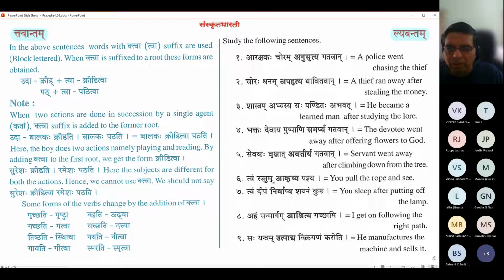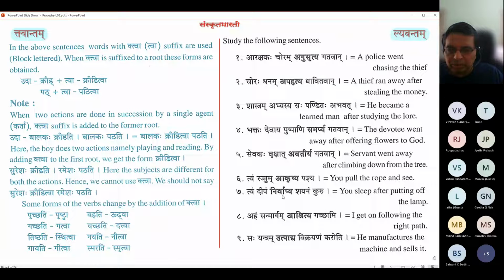Okay, so you pull the rope. Of course, attraction here becomes pull for the rope. Okay, pashya. So here the active kriya pada is in lot. You see, there is no necessity that it has to be in lat or lang. So it can be in all abhavas. So pashya. Okay, tvam pashya. Okay, tvam deepam nirvapya nihi. Okay, so nirvapya shayanam kuru.